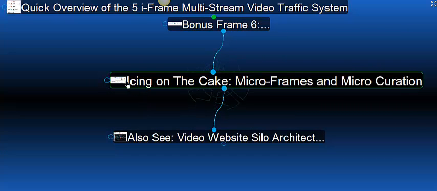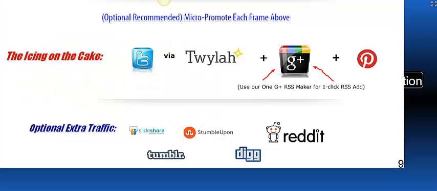Then the icing on the cake is the micro frames and the micro curation. We're just talking about things like Twitter, Google+, Pinterest, anything that you can use as a bookmarklet where you just click up on the browser where your bookmarklets are. If you don't know what a bookmarklet is, we're going to show you. And things like Twylah has a great bookmarklet for something called a power tweet. We only recommend this primarily for your WR1 or your primary authority sites that are branded to your company. Google+, Pinterest, and then you have optional extra traffic like SlideShare, StumbleUpon, Reddit, Digg, and Tumblr.